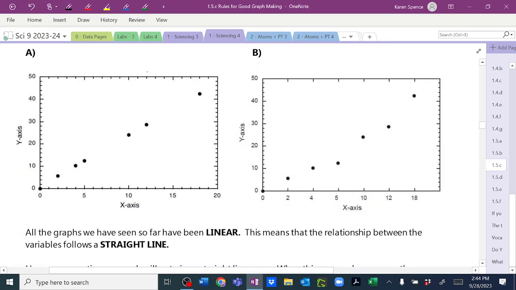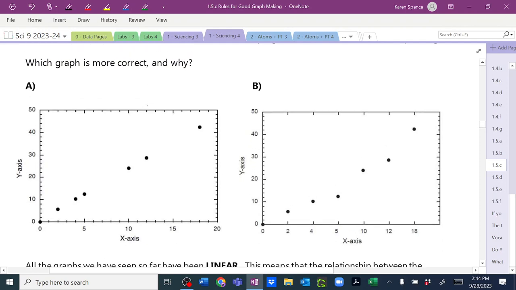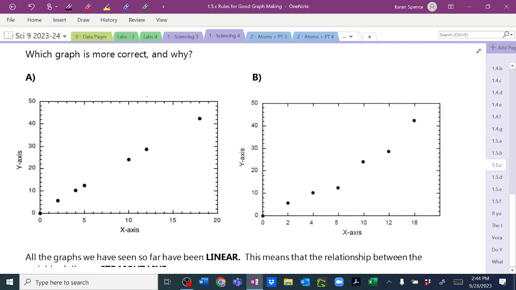Let's take a look at graph A and B. Which graph is more correct and why? Tell your neighbor, what do you think? Which graph is more correct and why?